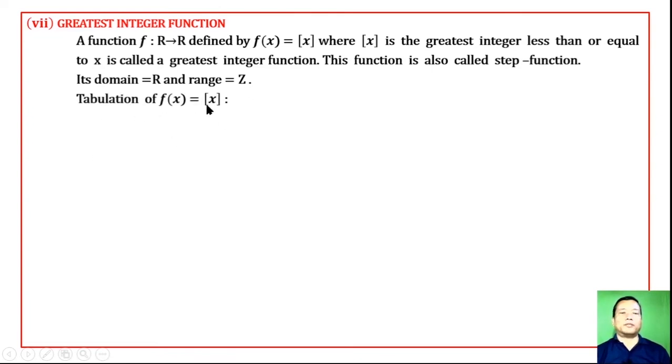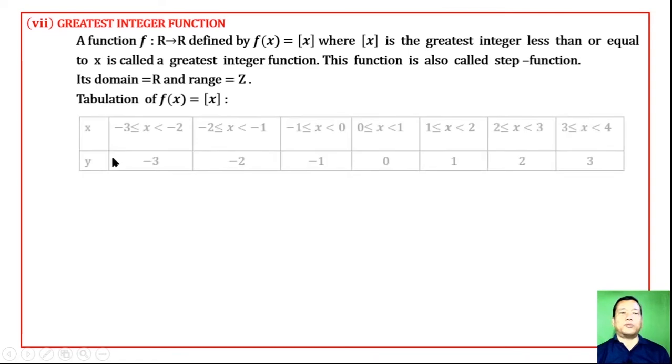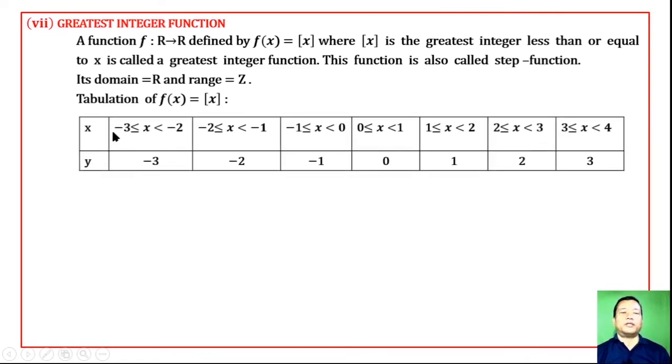Tabulation of f of x within third bracket, whose tabulation is very lengthy. When x is lying between -3 and -2, including -3, the outcome is always -3. When x is lying between -2 and -1, including -2, excluding -1, the outcome is always -2.